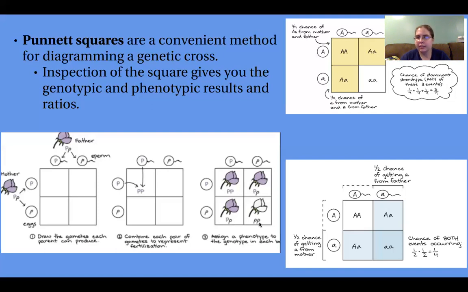You can also look at this in terms of phenotype. Now remember, we said that if it's heterozygous, the dominant trait will be seen. So 1, 2, 3 out of four boxes are showing purple flowers. So that means that there is a 3/4 or 75% chance of the offspring being purple and a 1/4 chance of the offspring having white flowers.